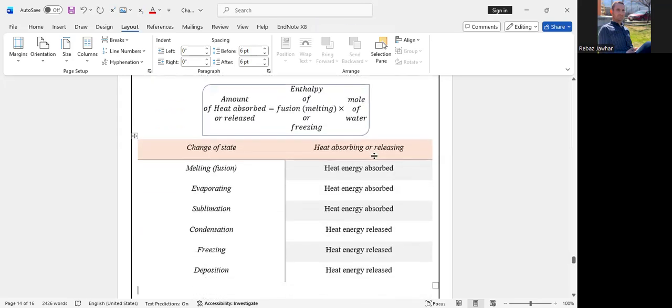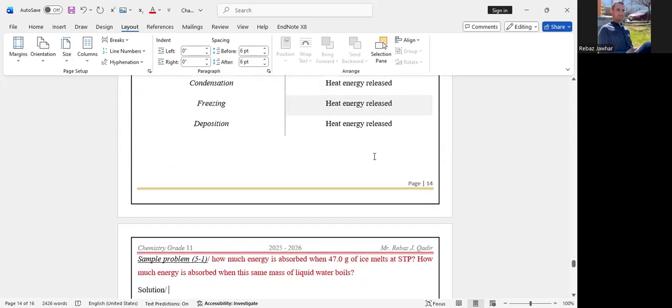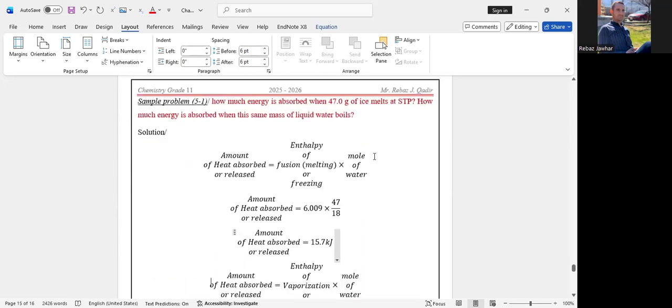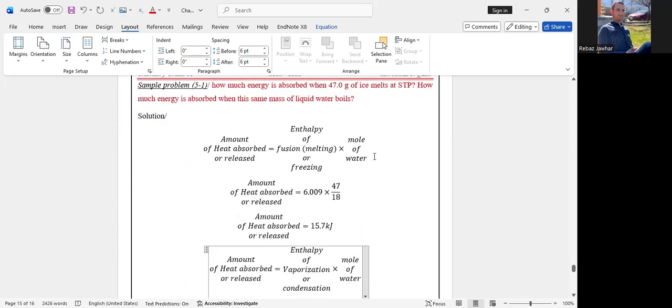For example, sample problem 5.1. It says, how much energy is absorbed when 47 grams of ice melts at STP? Then how much energy is absorbed when this same mass of water boils?